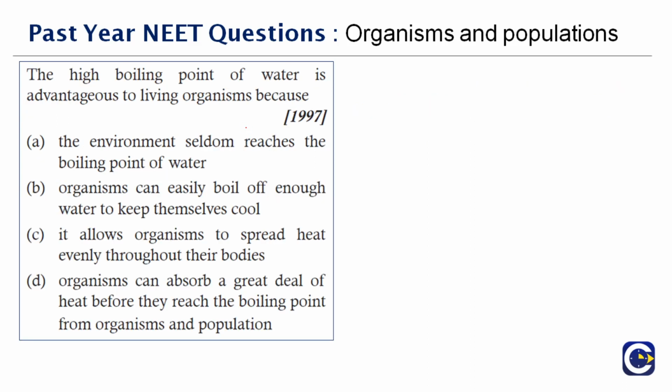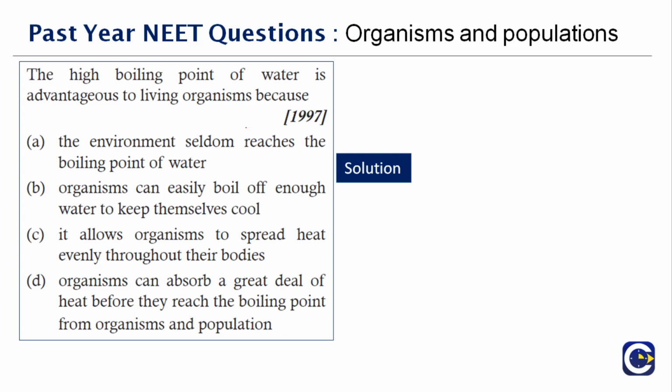Okay, next question here. The high boiling point of water is advantageous to living organisms because dash. This question was asked in the year 1997. You need to analyze the statements. The environment seldom reaches the boiling point of water. Wrong. Organisms can easily boil off enough water to keep themselves cool. That is the right answer. It allows organisms to spread heat evenly throughout their bodies. No. Organisms can absorb a great deal of heat before they reach the boiling point.